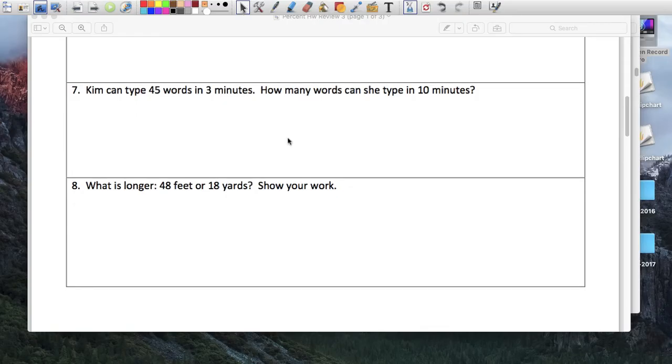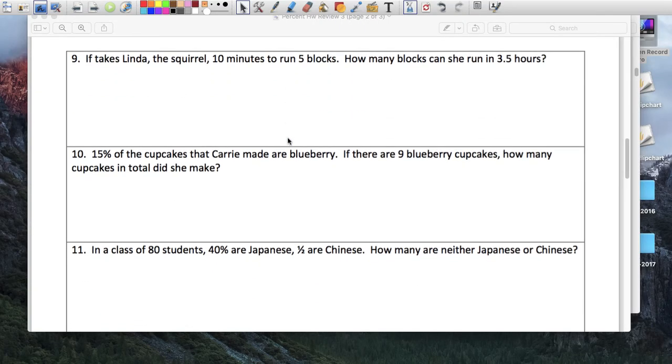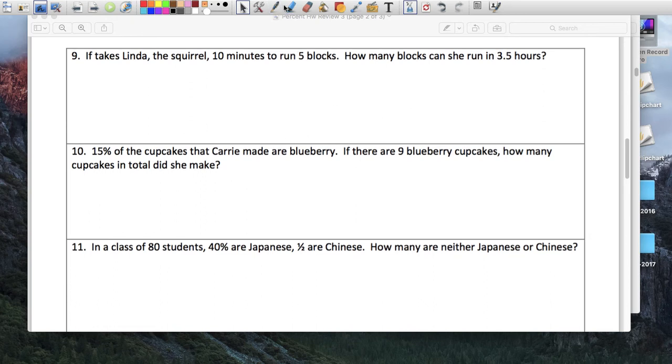It takes Linda the squirrel 10 minutes, so let's write 10 minutes to run 5 blocks. Okay, there's your relationship. 10 minutes, 5 blocks. How many blocks can she run in 3.5 hours? Wow, that's a long run. So again, we'll write minutes on top, blocks at the bottom. The number of blocks is going to be empty because I don't know. And I can't write 3.5 here because that says minutes and this is given in hours. So you need to change that.